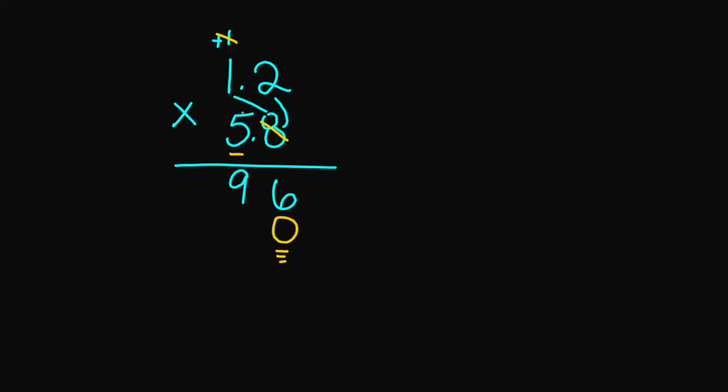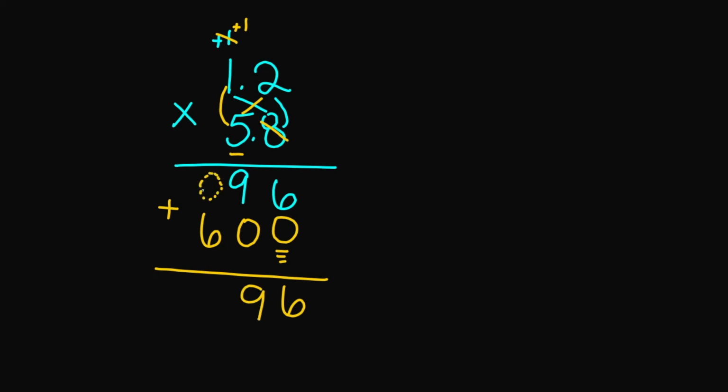Now we're going to multiply 5 times 2 is 10. Write my 0, carry the 1. And then you have 5 times 1, that's 5, plus 1 more is going to be 6. So I'm going to write the 6 here. And now we're going to add. 6 plus 0 is 6. 9 plus 0 is 9. And then you have your imaginary 0 here. So 0 plus 6 is going to be 6.